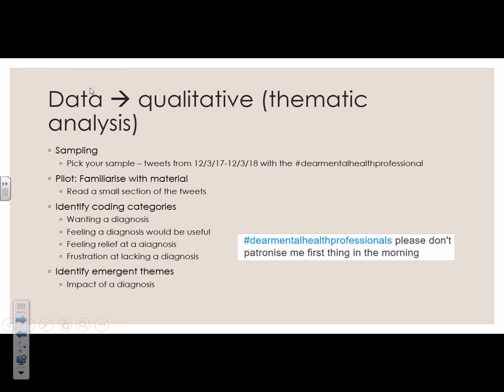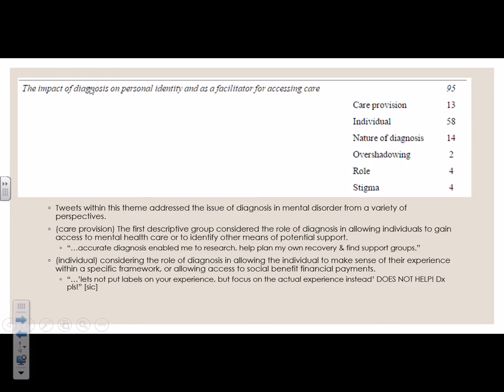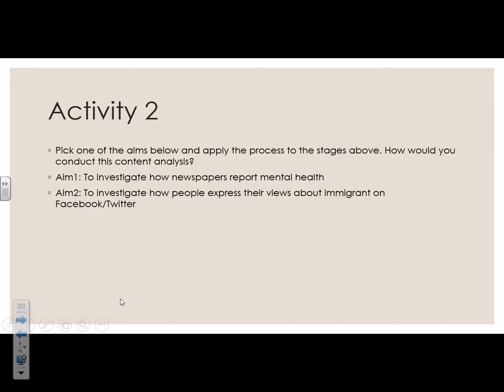And in your example there, you've got wanting a diagnosis, feeling a diagnosis would be useful, feeling relief at a diagnosis, or feeling frustration at a lack of diagnosis. They're all codes that you would identify, and from that you would identify an emergent theme, which would be the impact or the importance of a diagnosis, and that would be one of the themes. This was a piece of research that was conducted, and exactly as it was seen here, one of the themes they identified was the impact of diagnosis on personal identity as a facilitator for accessing care. So they would talk about the fact that was one of the themes that was identified. And then there's some examples of the themes as well, and some of the tweets that were used and identified. Again, a really interesting piece of research that you can have a look at.